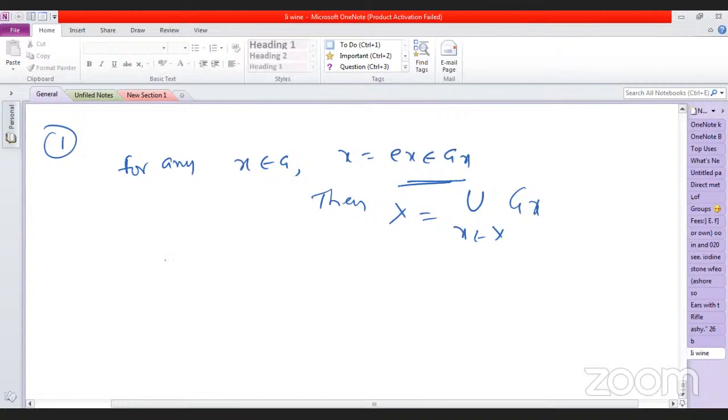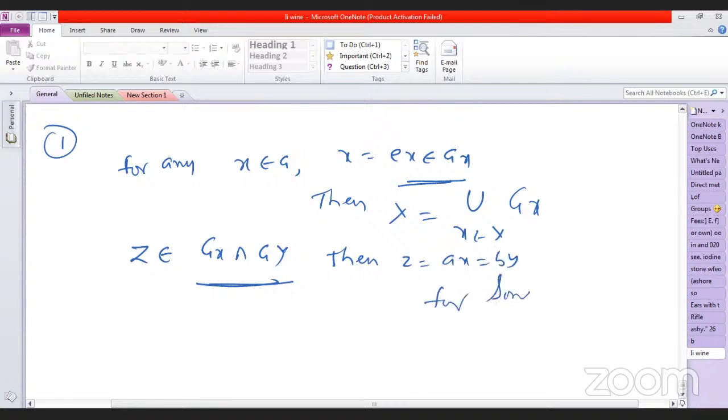Why? Because z belongs to Gx intersection Gy. Why am I writing intersection? It also belongs to G of x and G of y, common elements. Yes. That's why I'm writing here z is equal to ax is equal to by for some a, b belongs to G. That's why I wrote here.